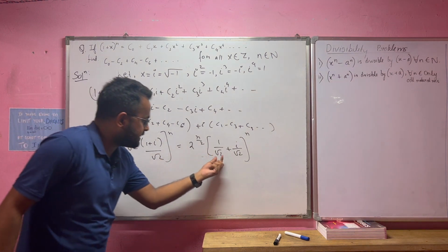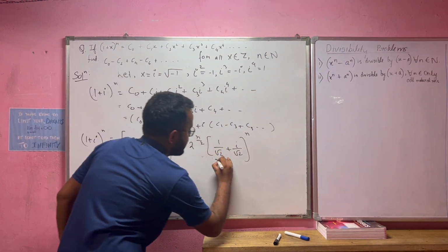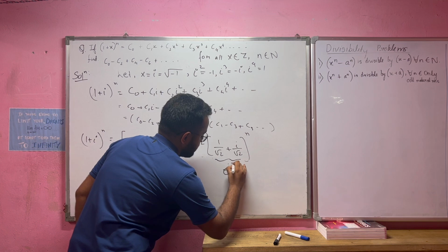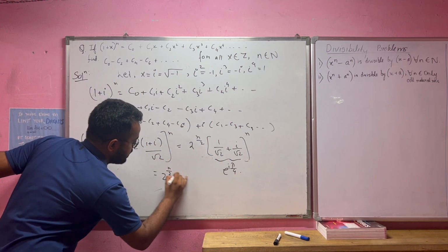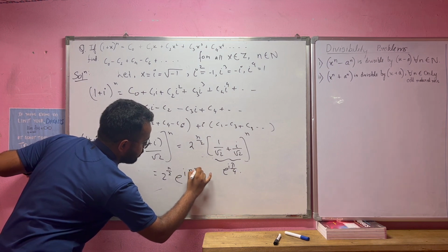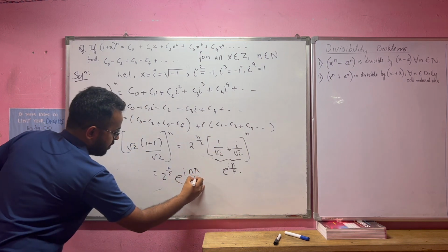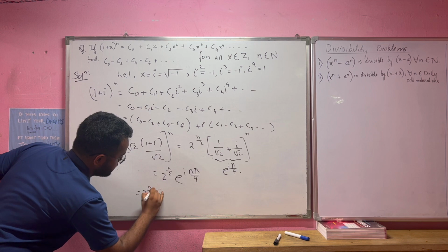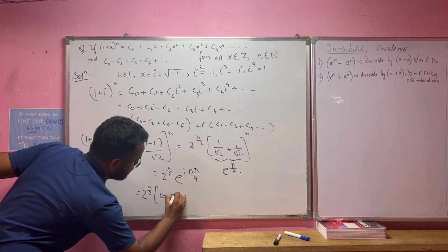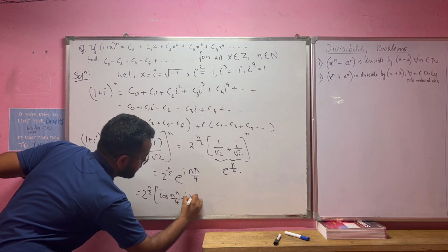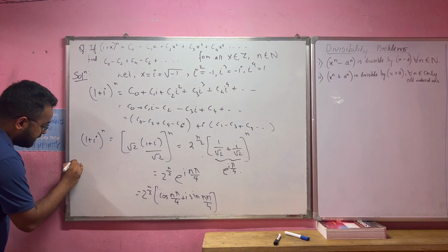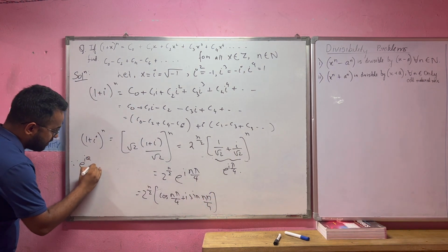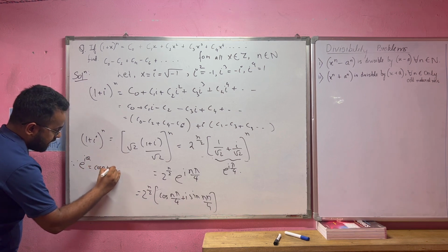Now this is nothing but e power i pi by 4, which is nothing but 2 power n by 2 times e power i n pi by 4. Now again splitting it into two parts, this becomes cos n pi by 4 plus i sin n pi by 4. Why? Because in De Moivre's theorem, e power i theta is how much? Cos theta plus i sin theta.